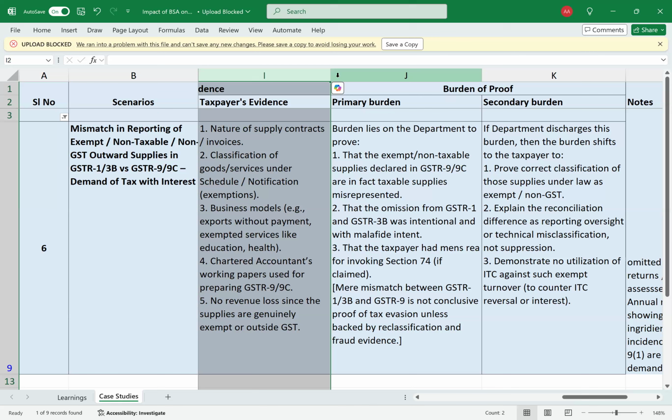The moment I prove my burden, the moment I put my evidence on the table, the monkey shifts on the officer's shoulder. No, there is only onus, it is not the burden of proof. Pardon, sir? Only the onus will shift, not the burden of proof, no? So, sir, no, my lord, I differ.